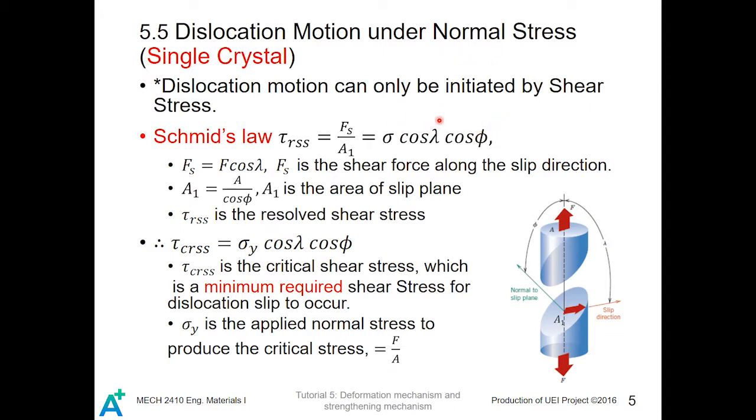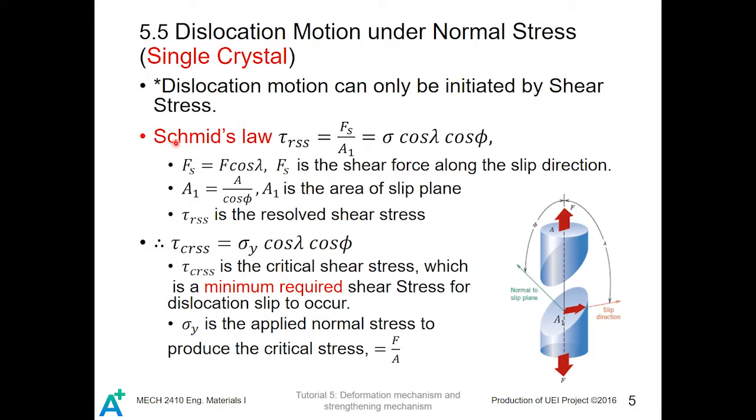For the first cosine term, we represent the angle between the slip direction and the applied normal stress direction. And for the second cosine term here, we represent the angle between the normal direction to the slip plane and the direction of the applied normal stress. You can see it in this picture.